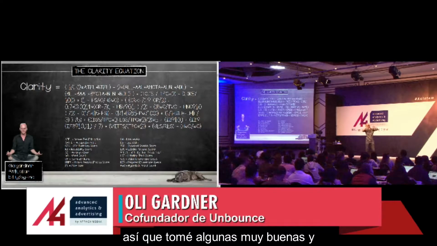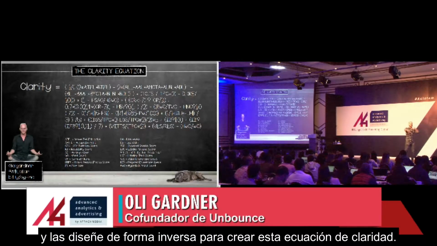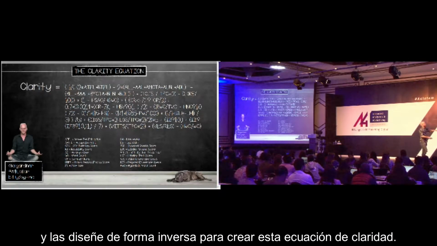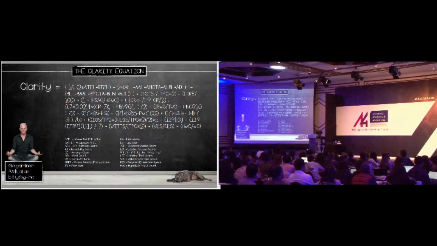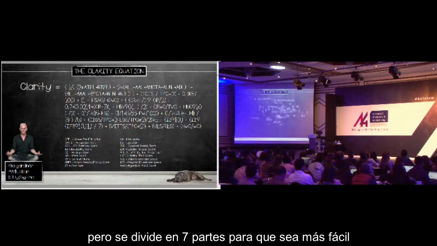So I took some really good ones and looked at their value proposition and the above the fold experience, and I reverse engineered them to create this clarity equation. Now, I don't expect you to remember it. It's ironic that I'm talking about clarity and this is not clear at all, but it breaks down into 7 parts to make it easier.